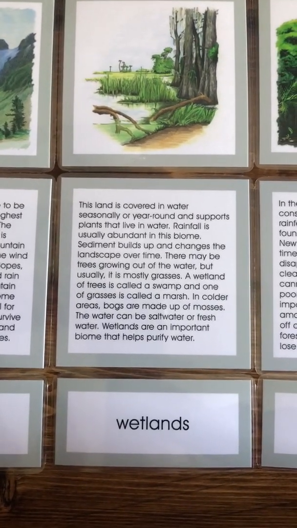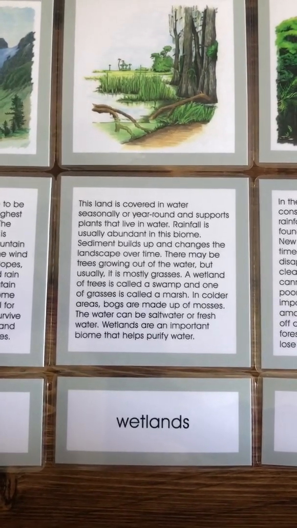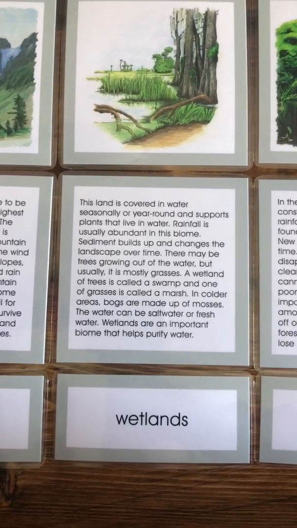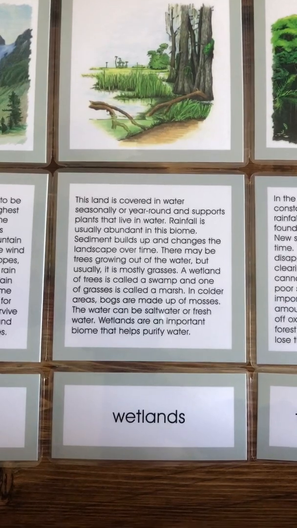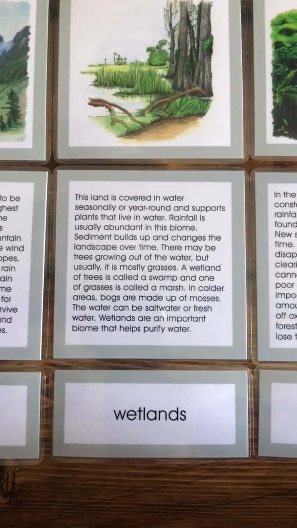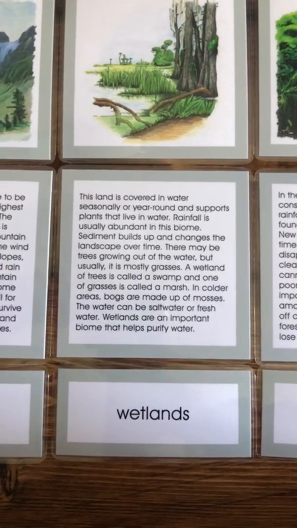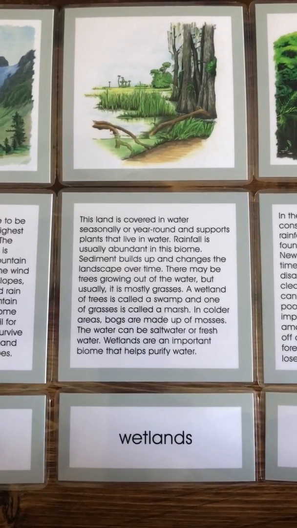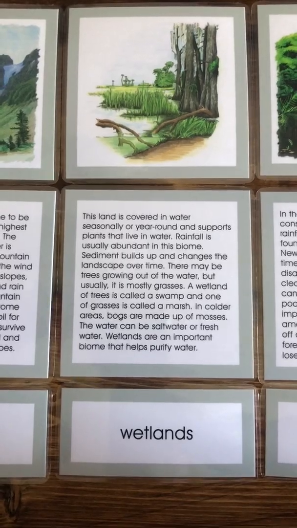A wetland of trees is called a swamp, and one of grasses is called a marsh. In colder areas, bogs are made up of mosses. The water can be saltwater or freshwater. Wetlands are an important biome that helps purify water.